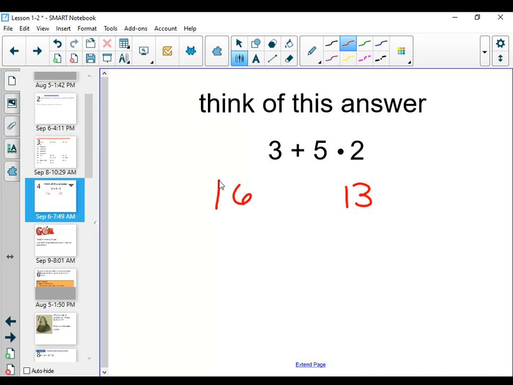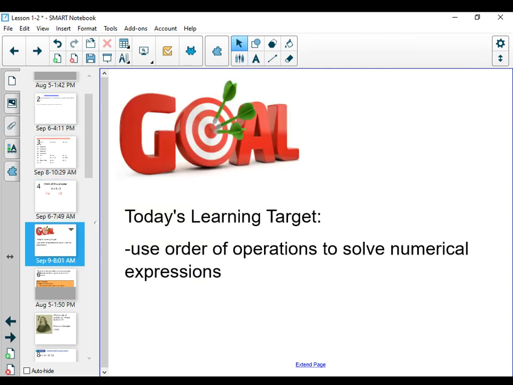Which is where our goal for today comes in: use order of operations to solve numerical expressions. Only numerical today, good news if you don't like variables. If you do like variables, good news, come back tomorrow.